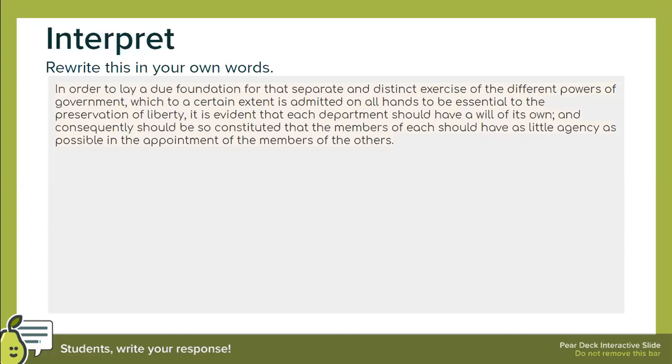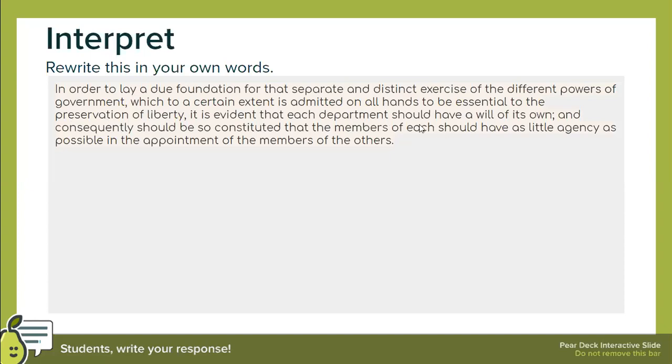Why do we need to have different powers of the government? Why do we need to have separation of power? What does it say? What's this key thing where it says it's essential to preserve what? Preserve the rights of the people. Yeah, to preserve liberty, our freedom. Going back to that idea of natural rights, right? Social contract, all of those things.